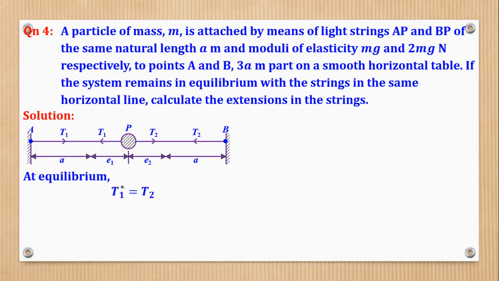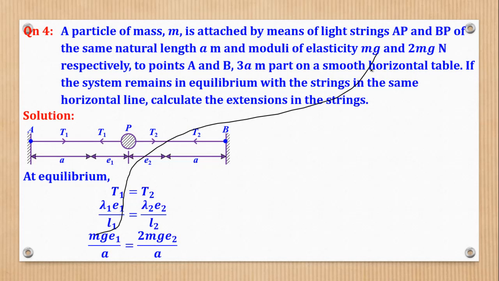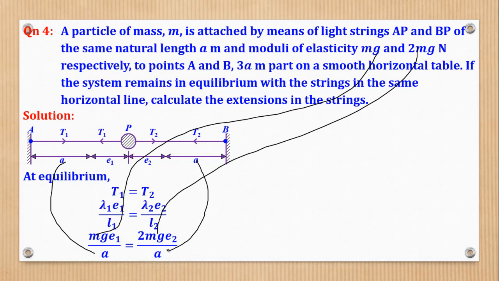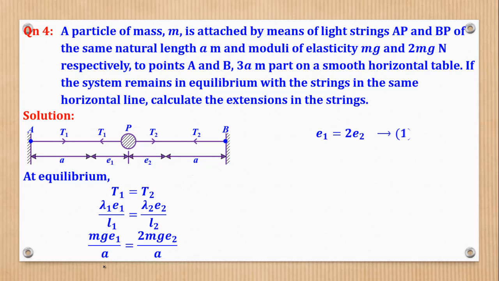So at equilibrium, this will be equal to this, which is here. Then from Hooke's law, T1 is that, T2 is that. Then substitute for this and this. So I can simplify, this cancels to remain with E1 equal to E2. But the distance apart was 3a, so all this must be equal to 3a.